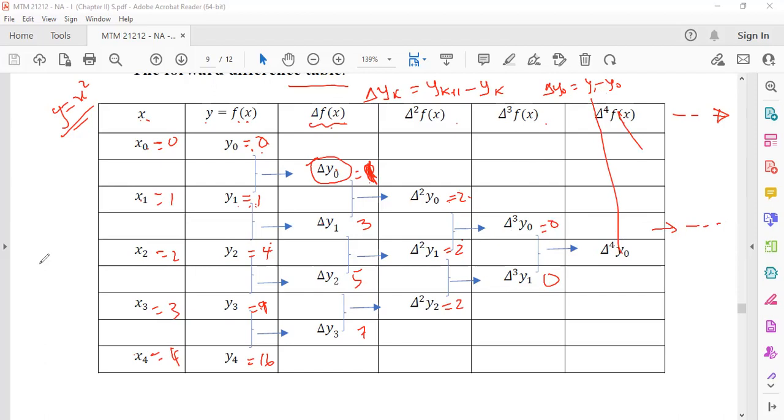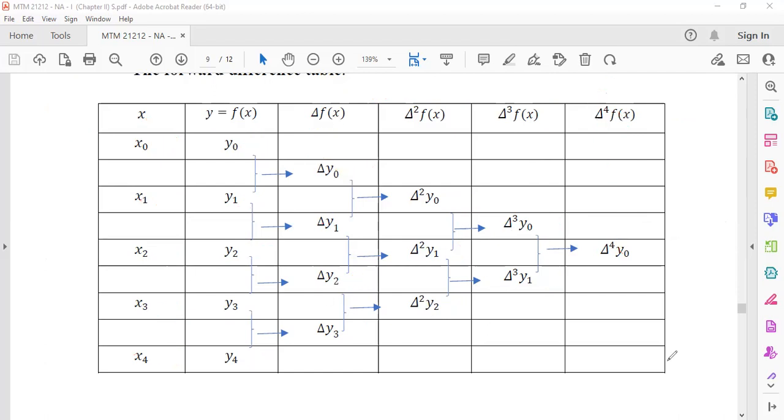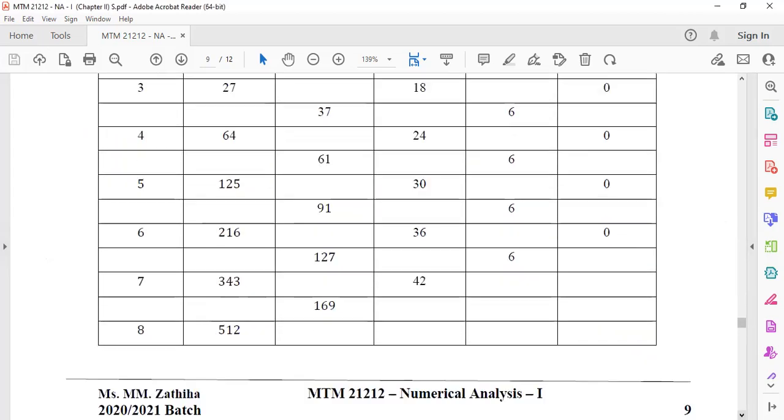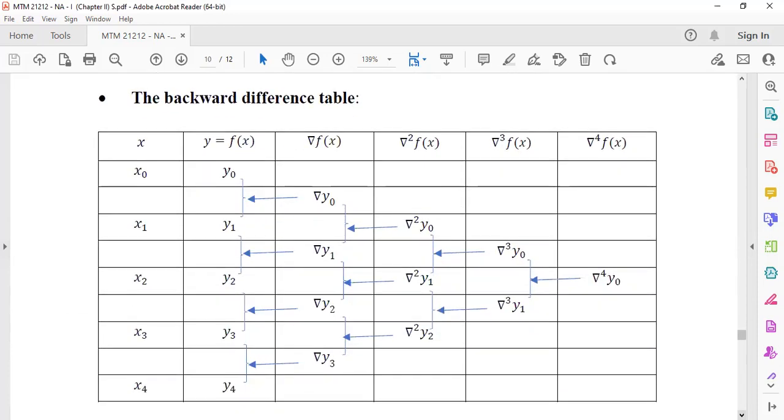Okay. So I will send it anyway. So according to the question, you can do this. Okay, I will send the question as well. Similarly, let's go to the backward difference also, so I can finish up.